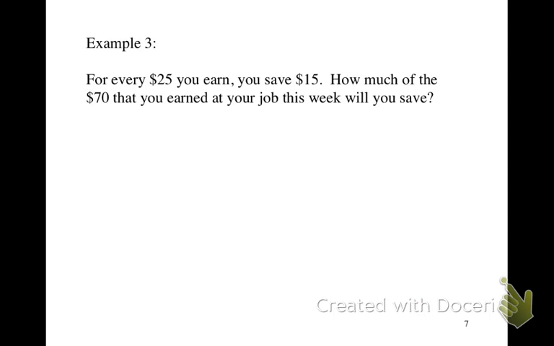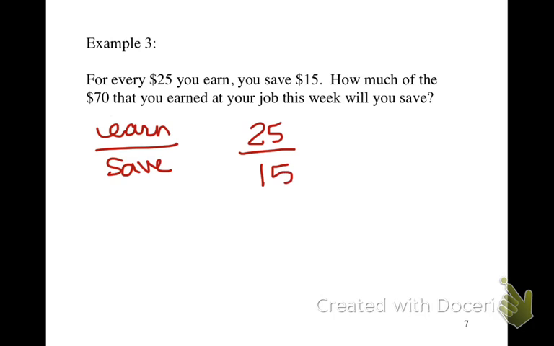In this problem, we have for every $25 you earn, you save $15. How much of the $70 you earned at your job this week will you save? So like I said, if you set up a generic ratio, I'm going to write my ratios with ink here instead of highlighter, it might work a little better. I'm going to write my ratios as an earn to save ratio. Then I can say that for my $25 that I earn, I save $15. That'll help me know where to put this $70. Since it is an earned value, it goes in the numerator, and then my denominator would be x.